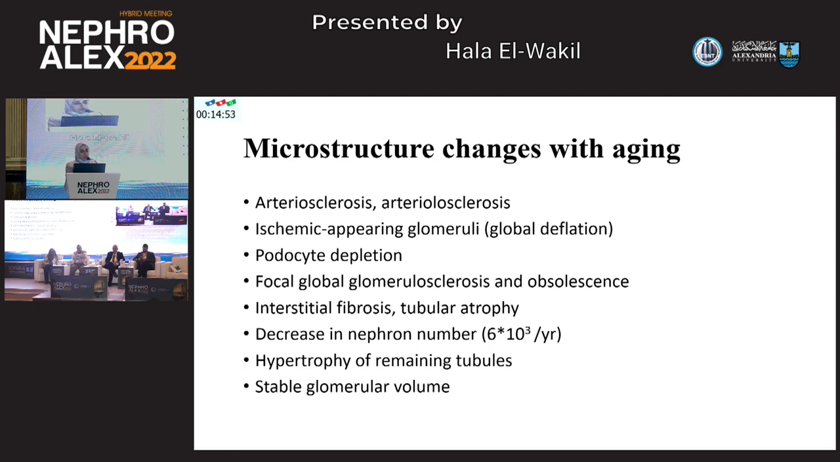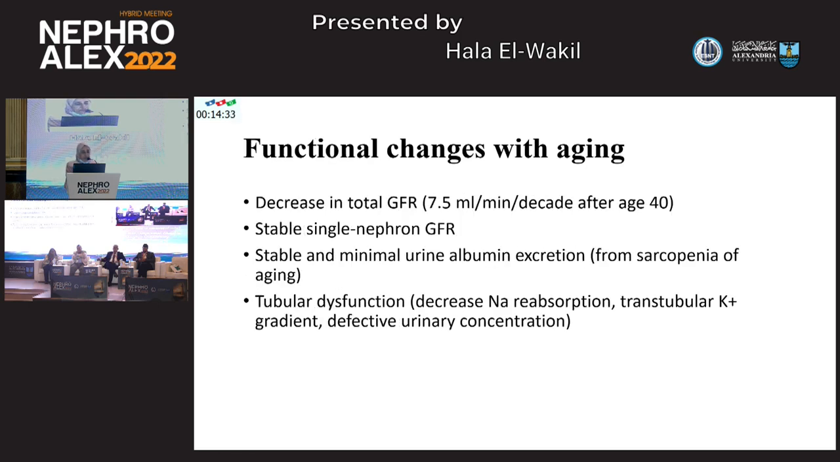As regards the microstructural changes occurring in our kidney with aging, there are arteriosclerosis and arteriolosclerosis. Ischemic appearing glomeruli together with podocyte depletion lead to focal global glomerulosclerosis, interstitial fibrosis, and tubular atrophy. Consequently, there is a decrease in the nephron number, and there is compensatory hypertrophy of the remaining tubules only, and the glomeruli remain stable in size.